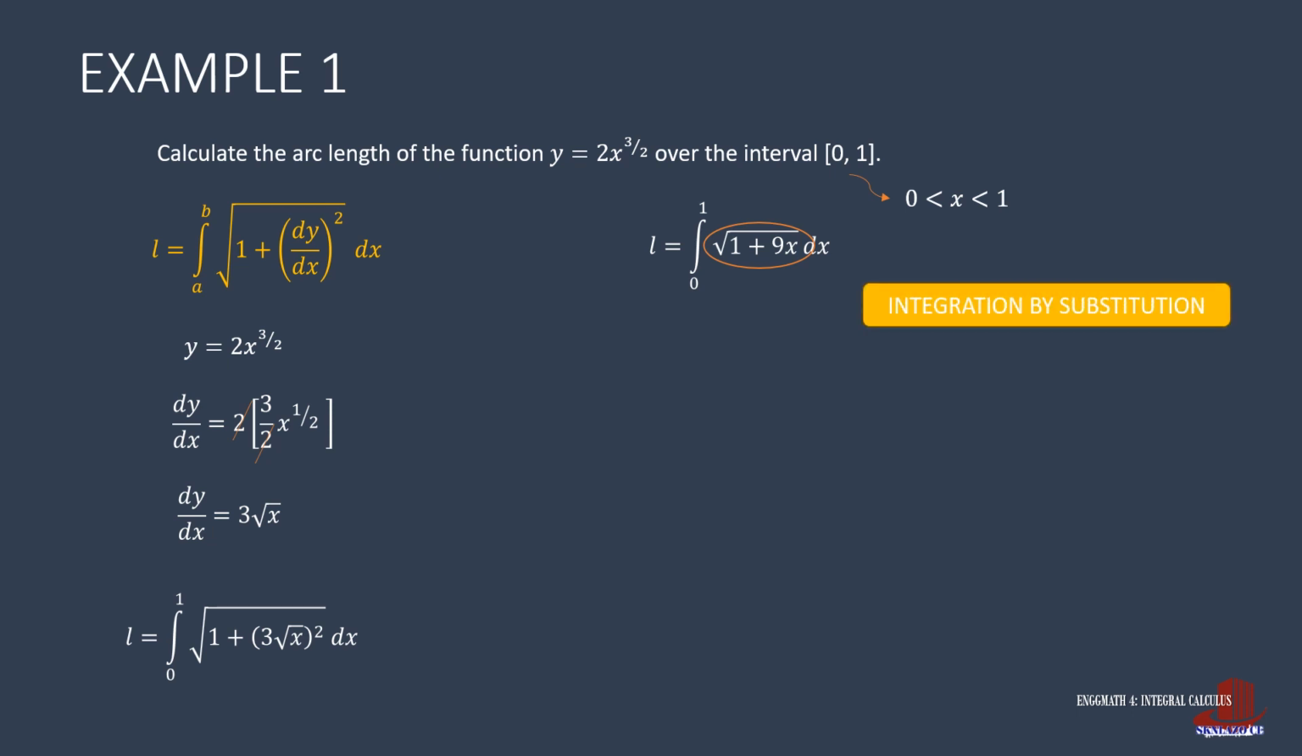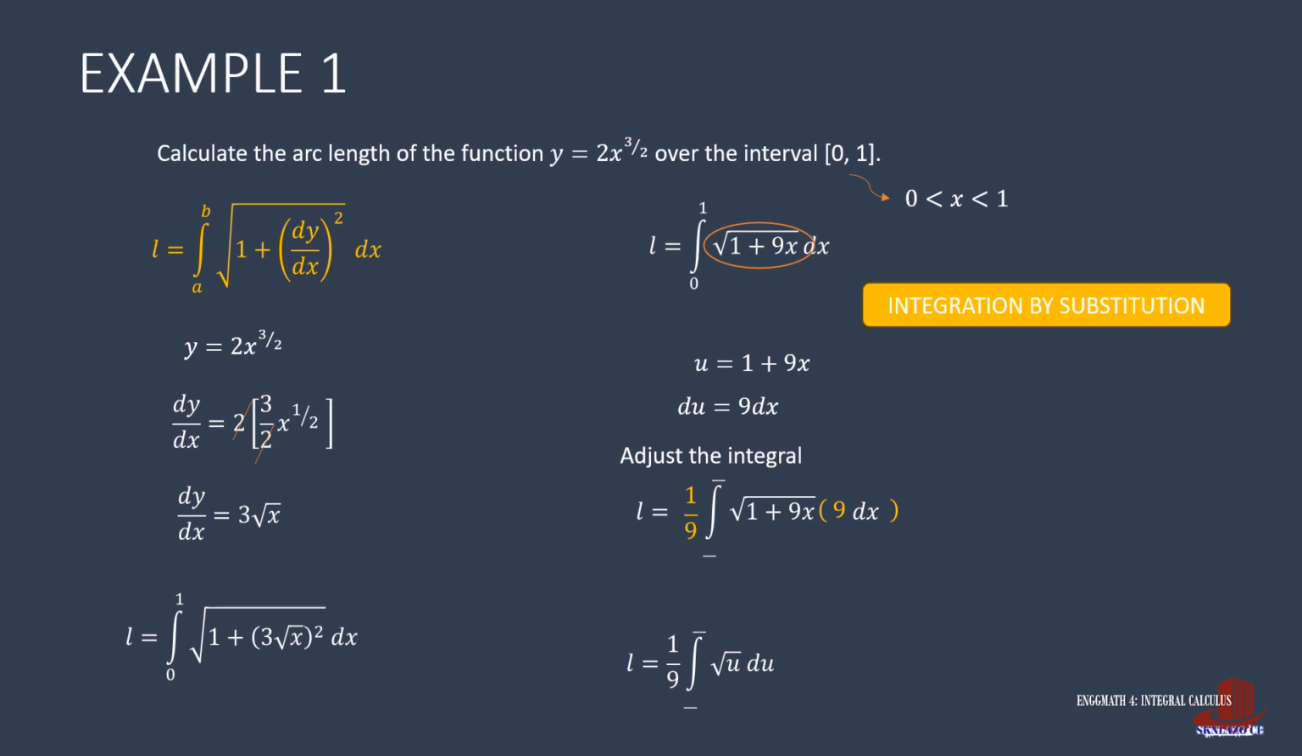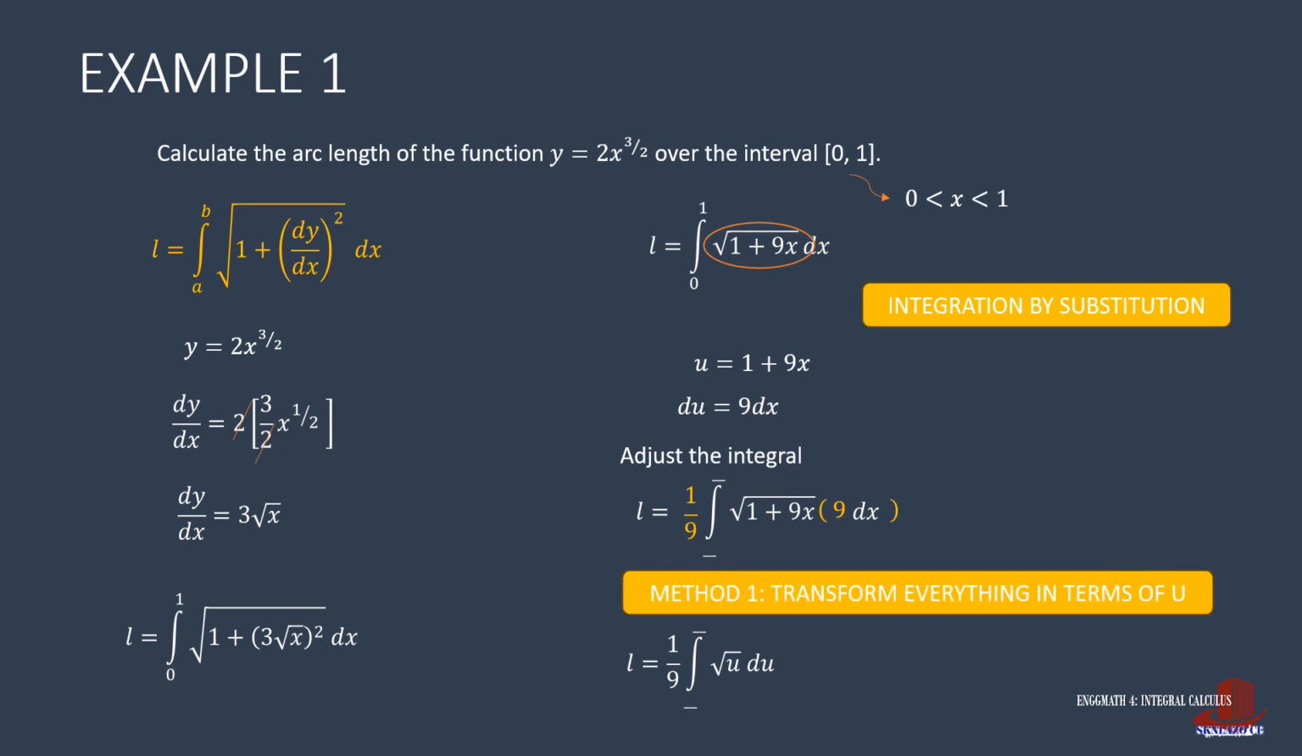Let's use integration by substitution and have u as 1 plus 9x. Its derivative is 9 times dx. With the 9 on dx, adjust the integral by multiplying 9 on dx and 1/9 before the integrand. With everything in the integral already balanced, we can substitute u to have L as a ninth of the root of u times du. Take note that the limits are not yet placed, as they are to be transformed in terms of u still.